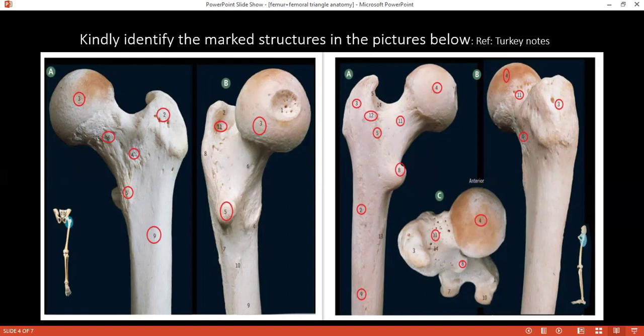Okay, can you identify number 3 over here? Head of femur. Okay, 6 please. Neck. 4. It is the intertrochanteric line. What attaches here, please? Okay, we can come back to this later. If you can identify number 5. This is the lesser trochanter. Please tell me the attachment. What attaches here?